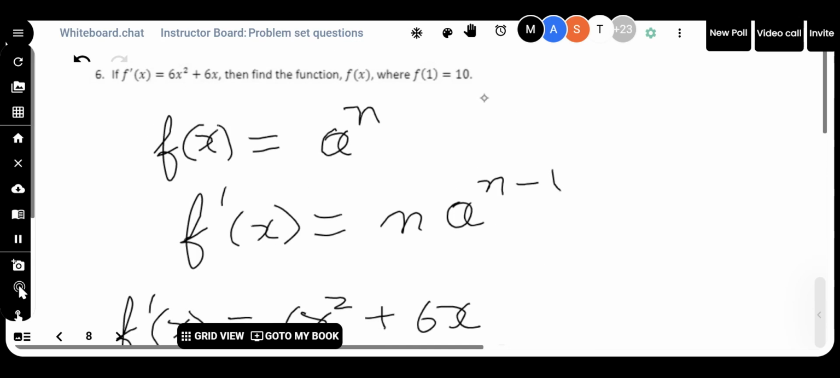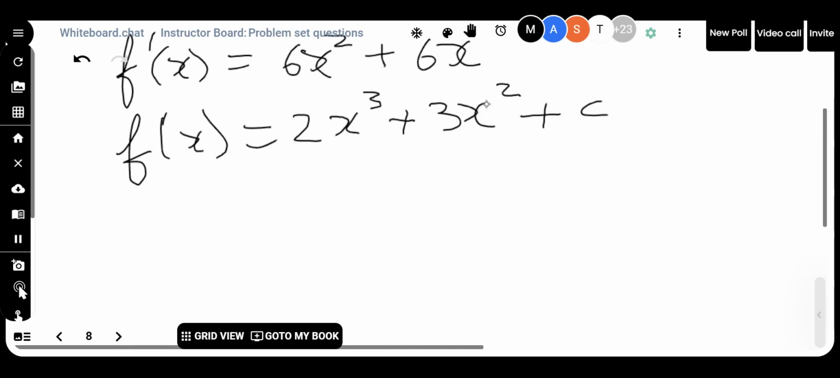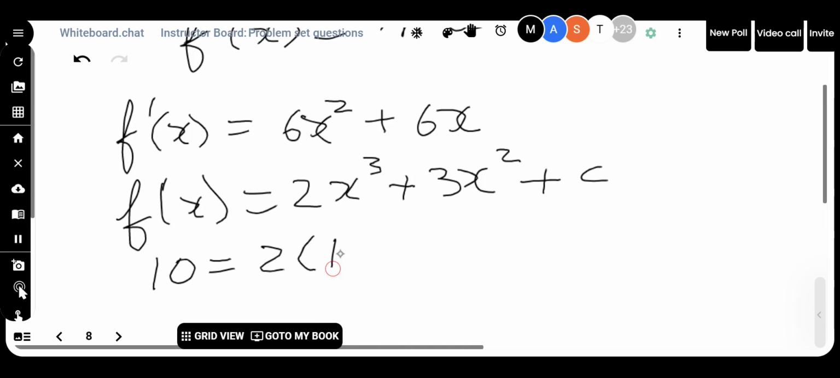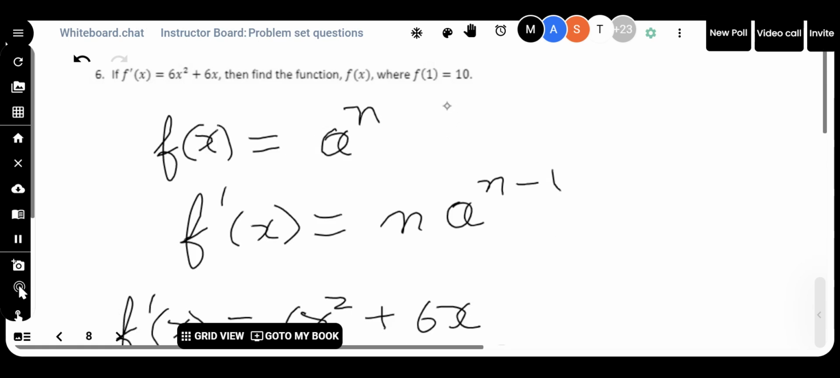This f of 1 equals 10. So I'm going to put the 10 and the 1. So that means that 10 is equal to 2 times 1 cubed plus 3 times 1 squared plus c. So now we have a way that we can get the missing c. That's the part that we could not get by just simply using the integration method of adding 1 and then dividing by that number in the front. Right? So I'm just plugging in 1 and setting it equal to 10 because f of 1 is equal to 10.